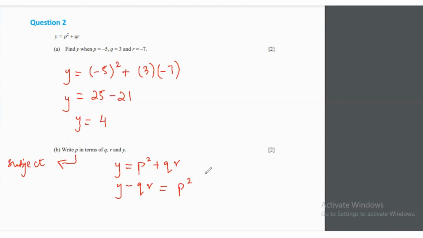Now, we have P square isolated on the right-hand side, but we need P instead of P square. So as we did previously, to get rid of the square, we will square root both sides. When we square root both sides, the final result is the square root of Y minus QR equals P. And that is your answer for part B.